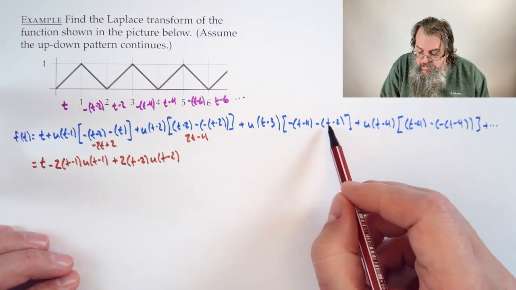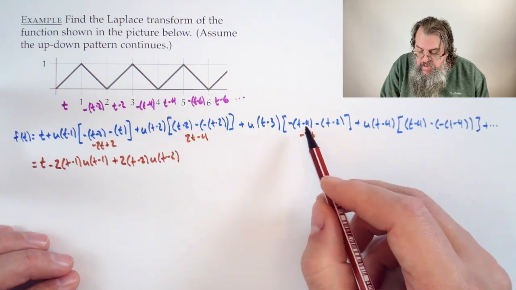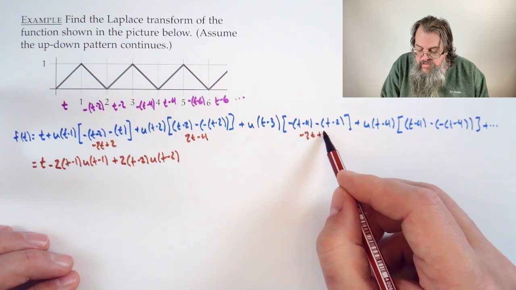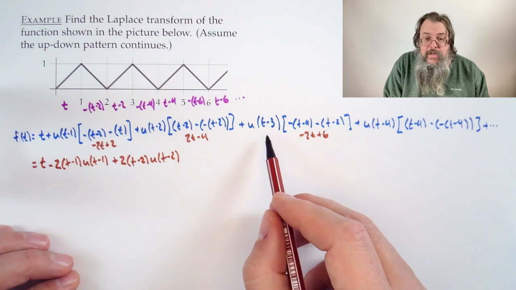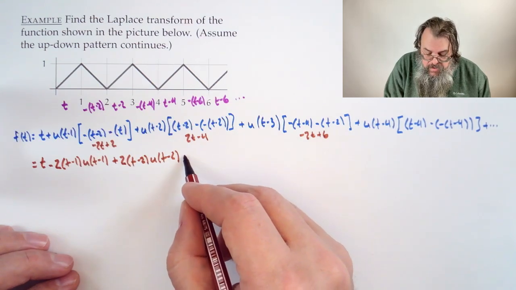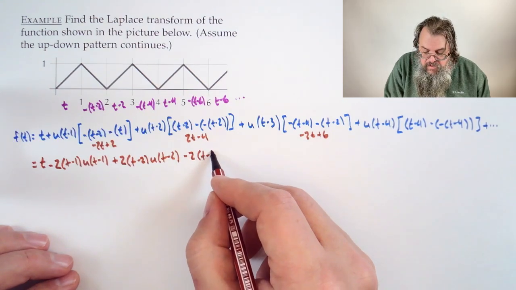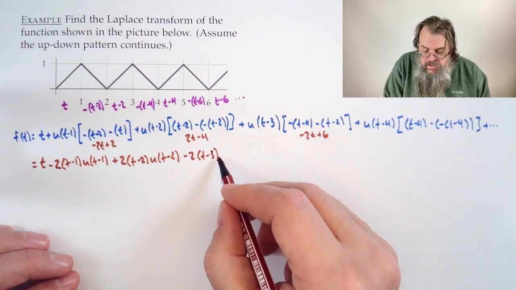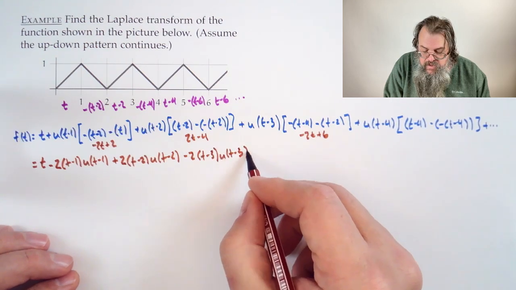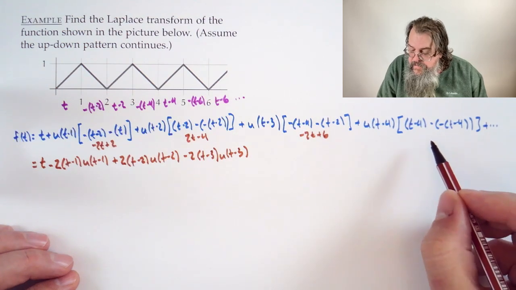Well, let's see if it keeps going. Here we have a minus t and a minus t that makes a minus 2t, a plus 4 and a plus 2, which makes plus 6. We want it to look like t minus 3, so we pull out a minus 2. So minus 2, t minus 3, u of t minus 3. Oh, all right, that's really promising.